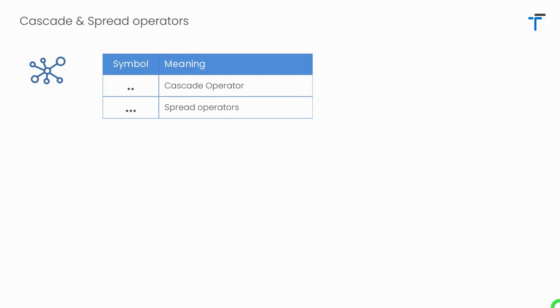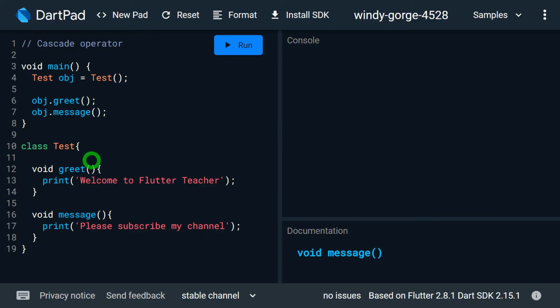Dart supports the cascade and spread operator. These two dots are known as the cascade operator, whereas these three dots are known as the spread operator. In order to understand this, we should go for the practical. Let's focus on the cascade operator.